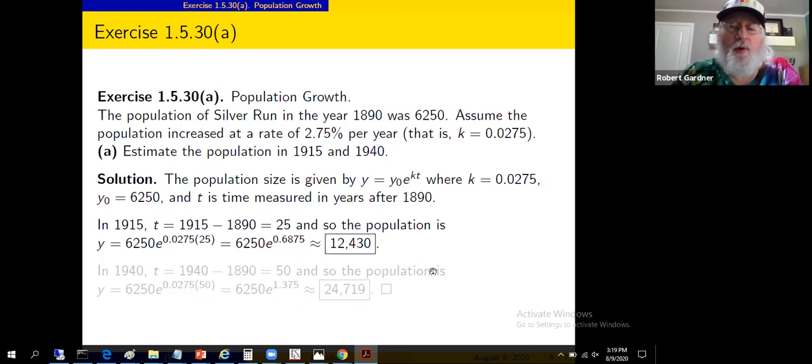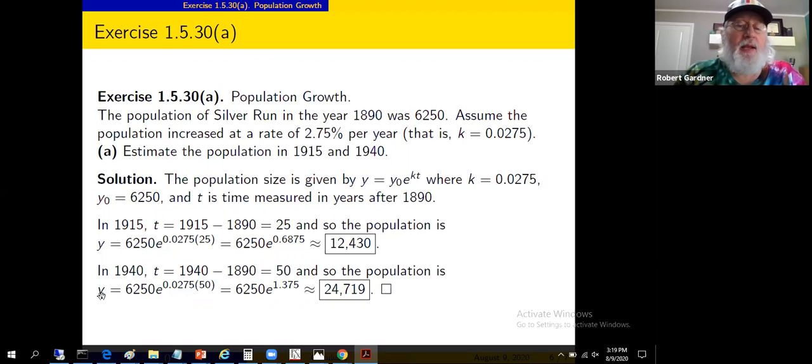What's next? 1940? Okay. In 1940, what's the t value? Well, 1940 minus 1890 is 50. So we'll plug 50 in for time. Same thing we had before, except we've replaced the 25 with a 50 in the model. And I crunch the numbers and I get 24,719. How's that relate to this population previously? If I were to double this, we get 24,860. You know what? That's slightly less than twice this previous population.